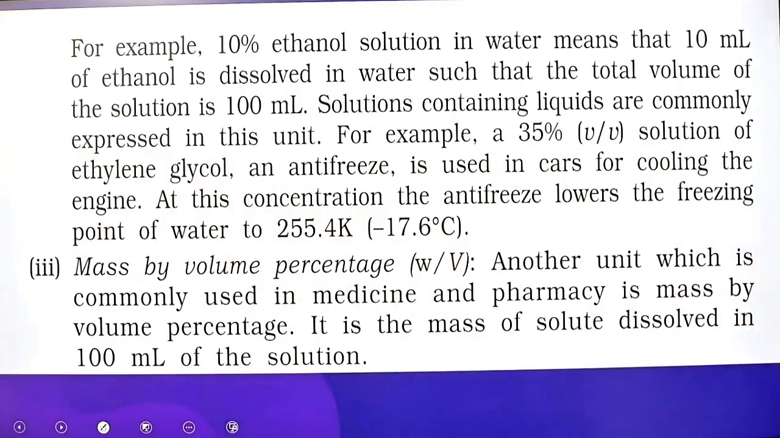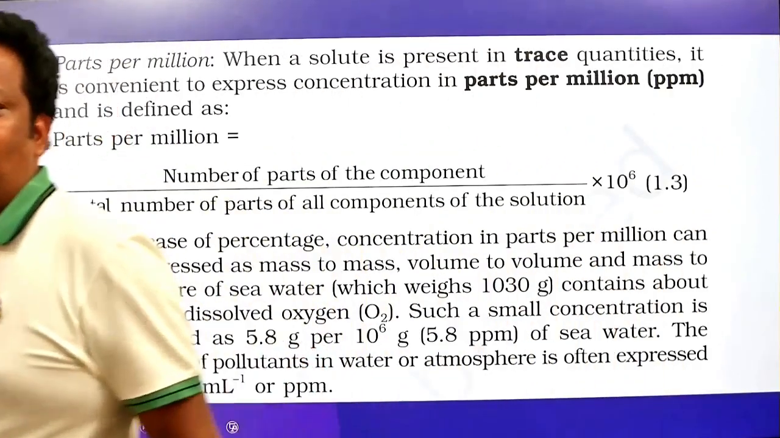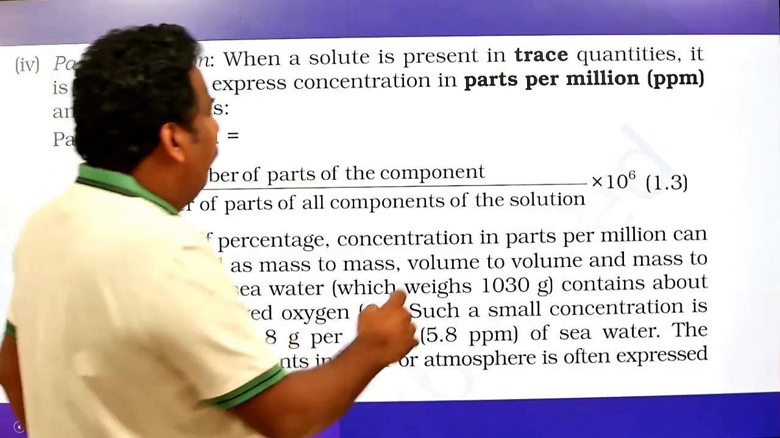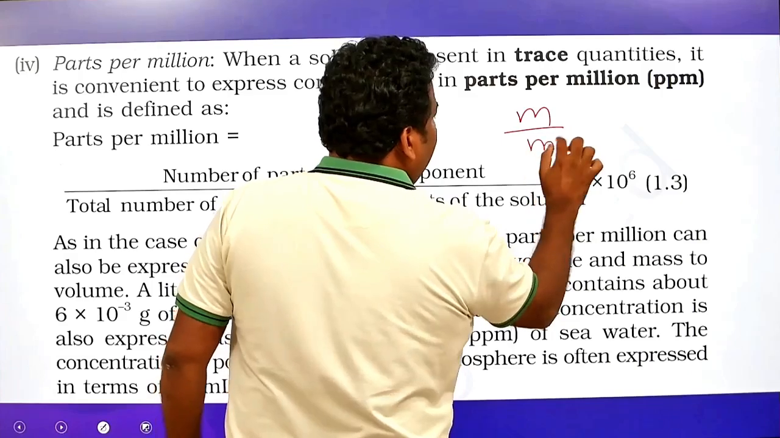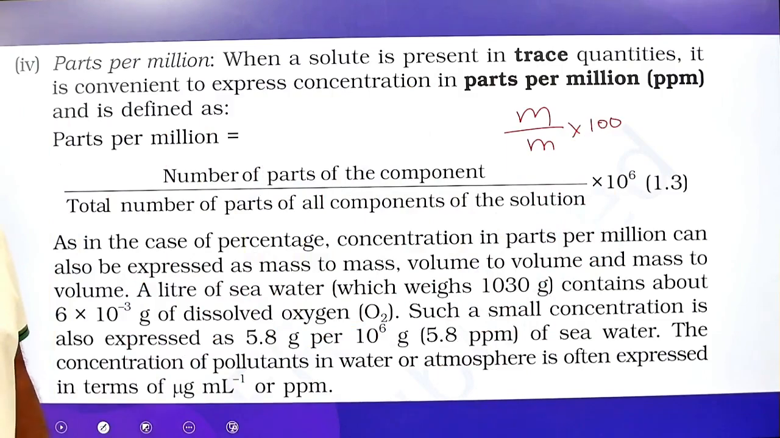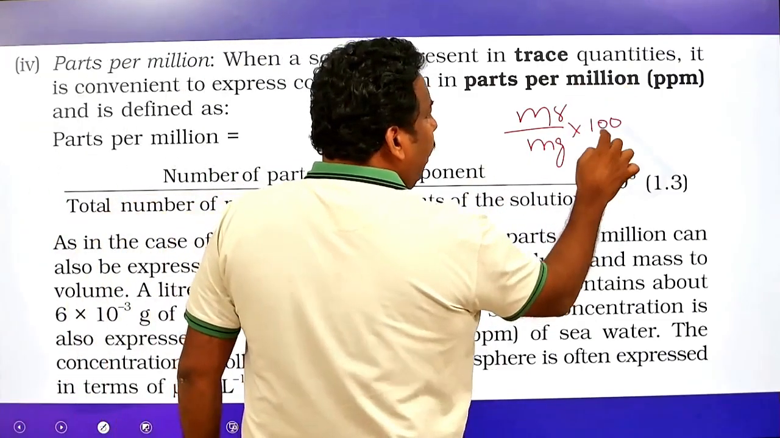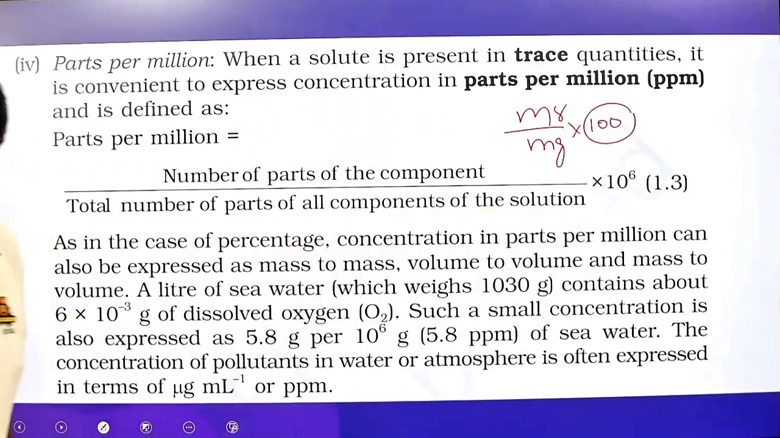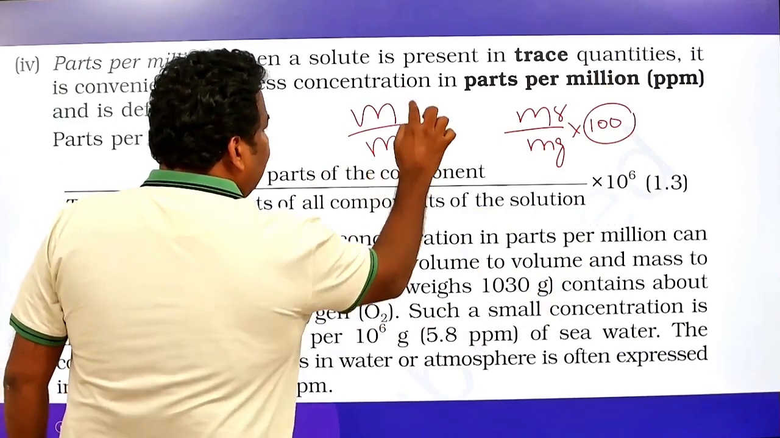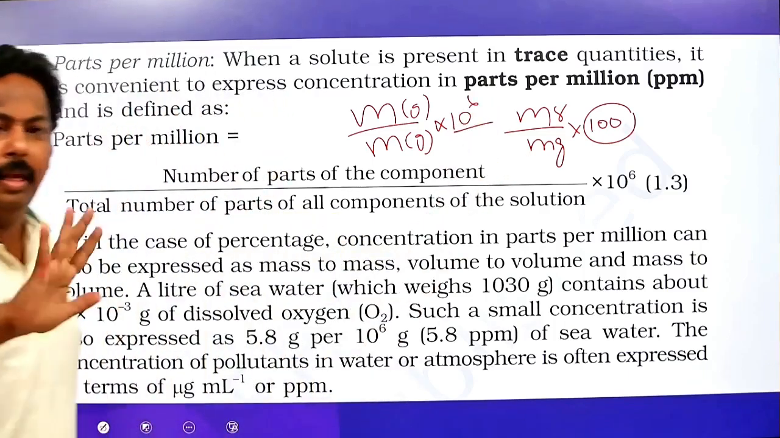Mass by volume, parts per million. Sir, tell me one clear example where I can understand, sir. Sir, mass by mass into 100, we put weight, grams by grams into 100. So this grams is gone, finally you will get in percentage. Am I right? Same thing, mass by mass, grams into 10 power 6. Nothing is going to change.